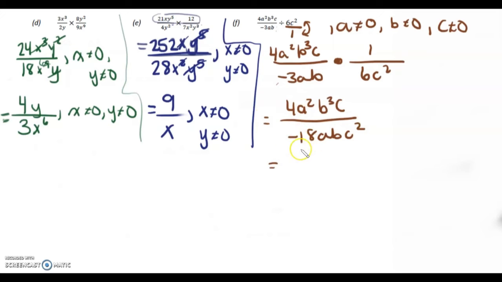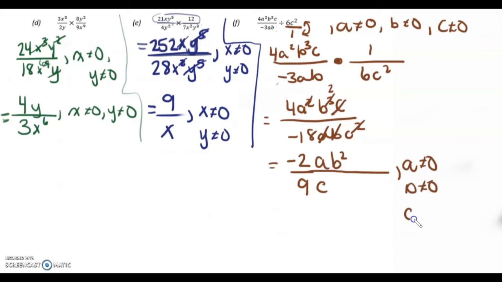So 4 over 18 cancels to negative 2 over 9. Remember, this negative sign comes into the numerator when we simplify. This squared and this a cancel, so we have an a left on the top. This cubed goes down to squared, and this cancels, and we're left with b squared in the numerator. And this c and this squared cancel, so we're left with c in the denominator. And we do such that a does not equal 0, b does not equal 0, c does not equal 0.